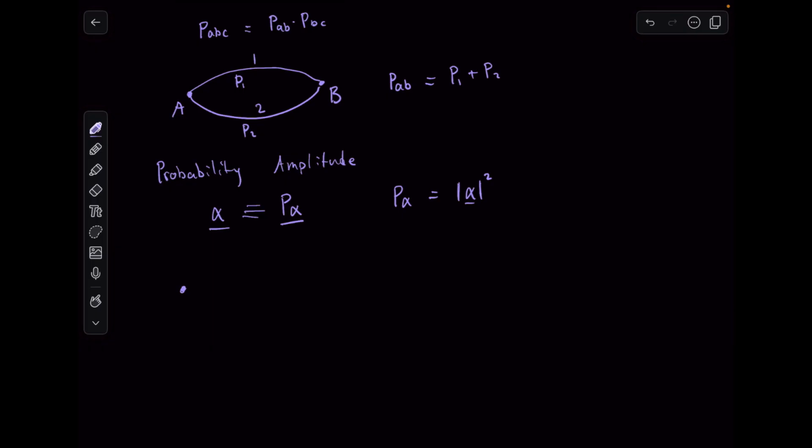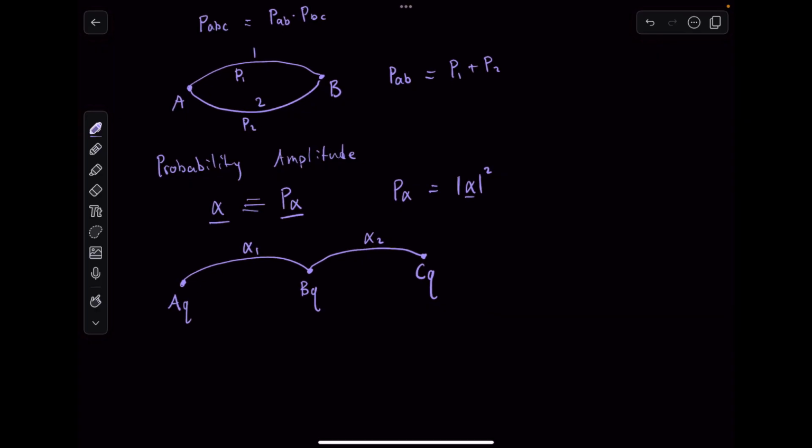So let's examine an example. This is a quantum state. We'll call it AQ, and AQ can go to BQ, and BQ can go to CQ. And we have probability amplitudes associated with these events. We'll call them alpha 1 and alpha 2, and these are complex numbers, right? And the reason I went over classical probability theory is because these amplitudes obey the exact same rules as classical probabilities, in that now we have two events happening in succession. So you want to ask, what's the total amplitude of A going to C?